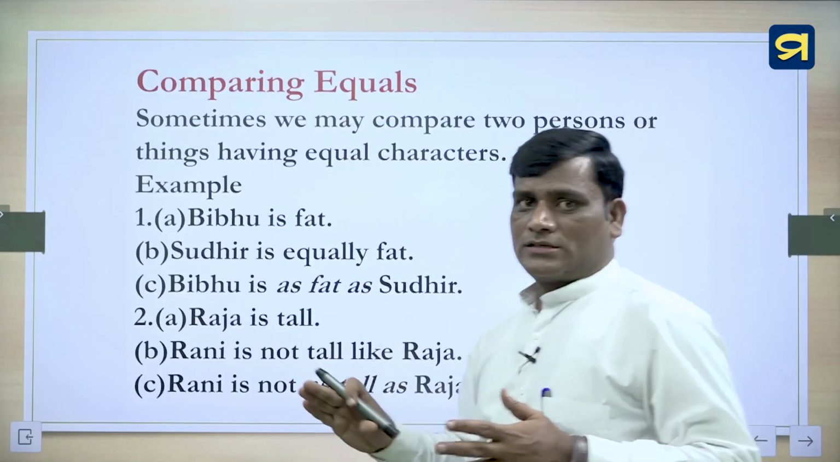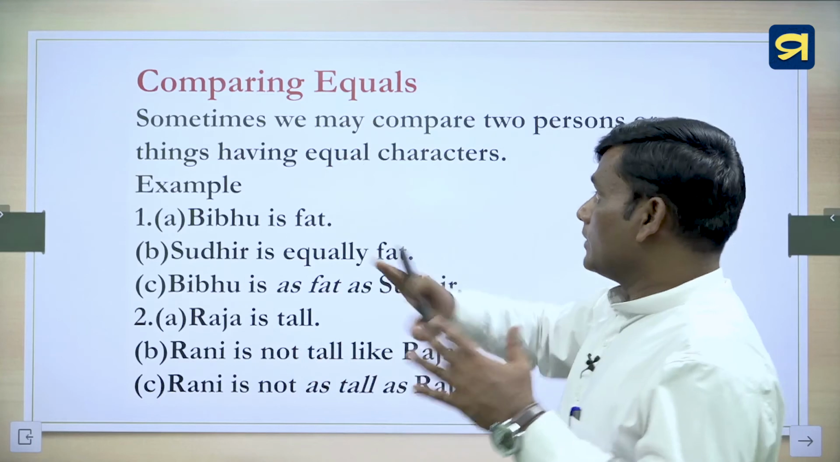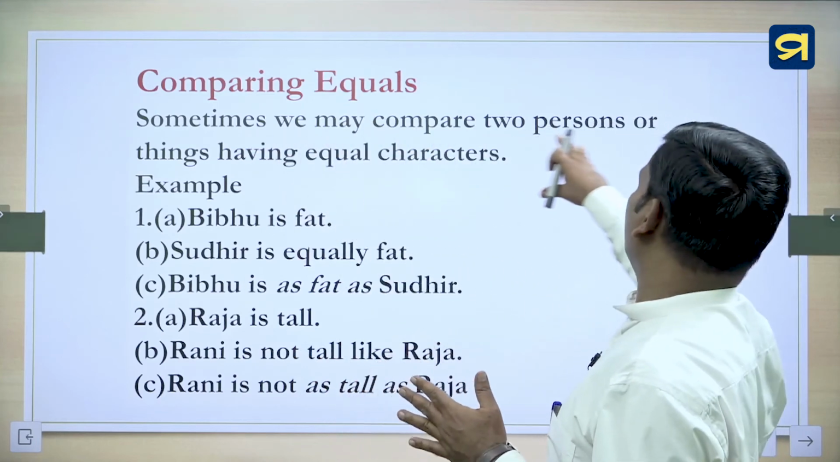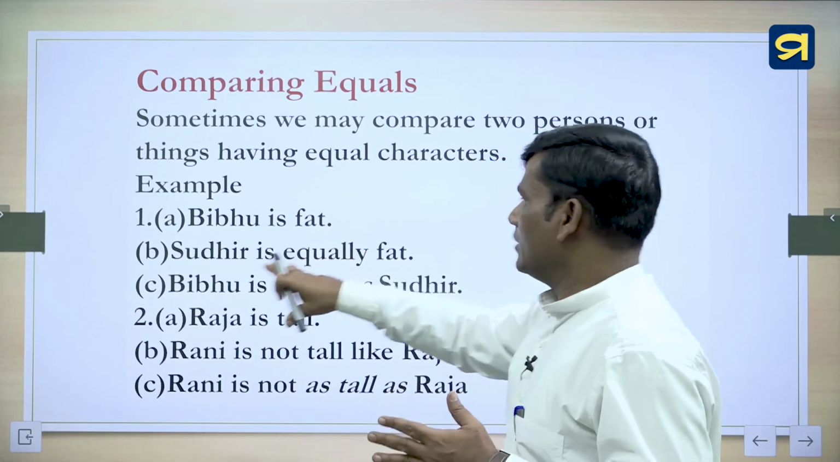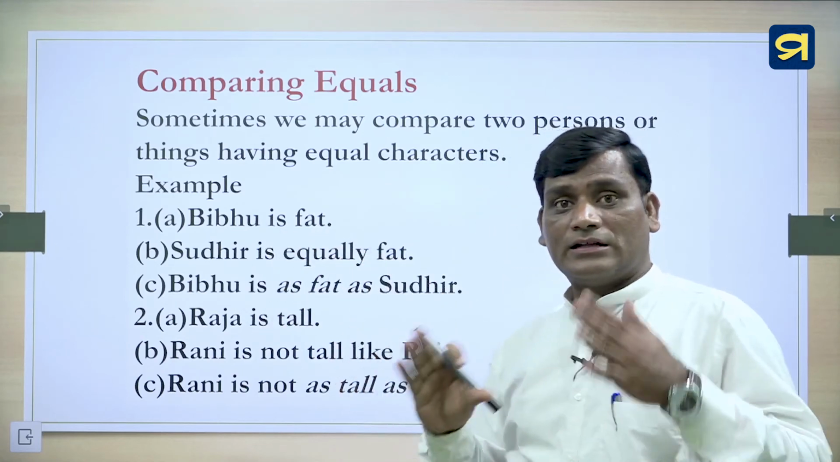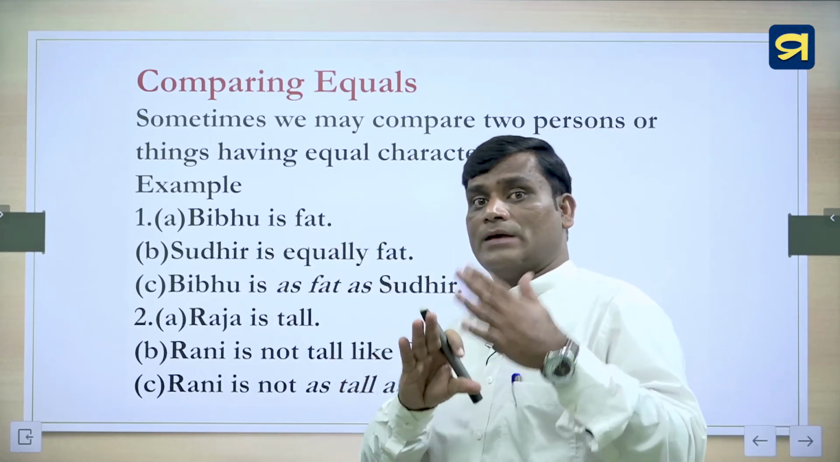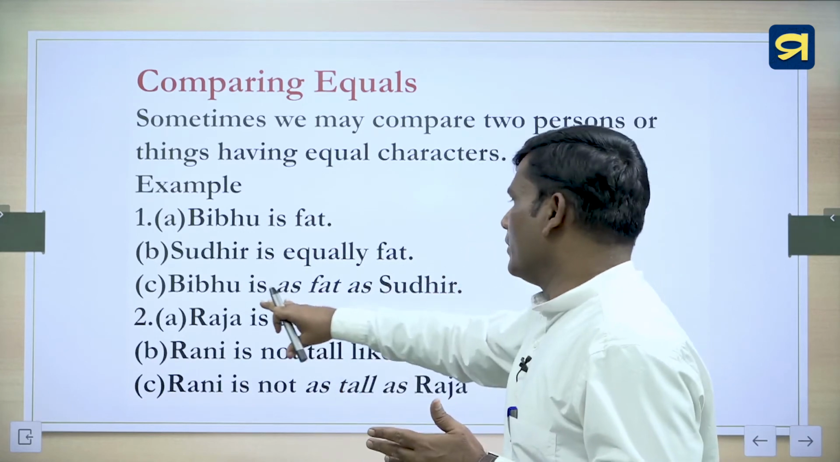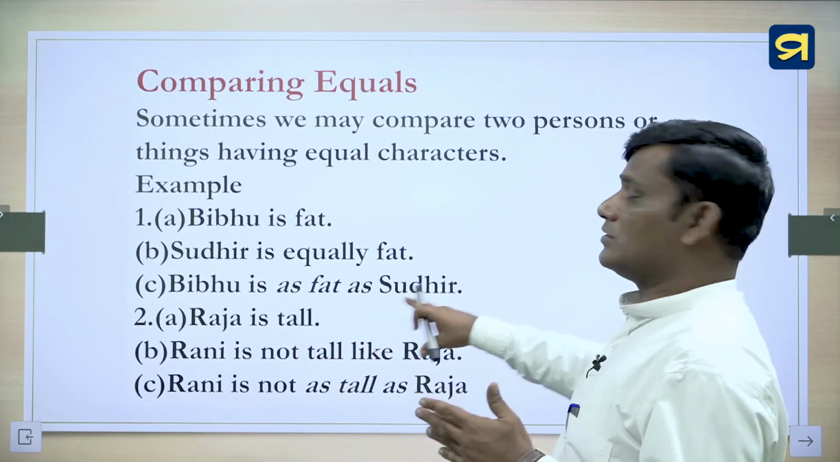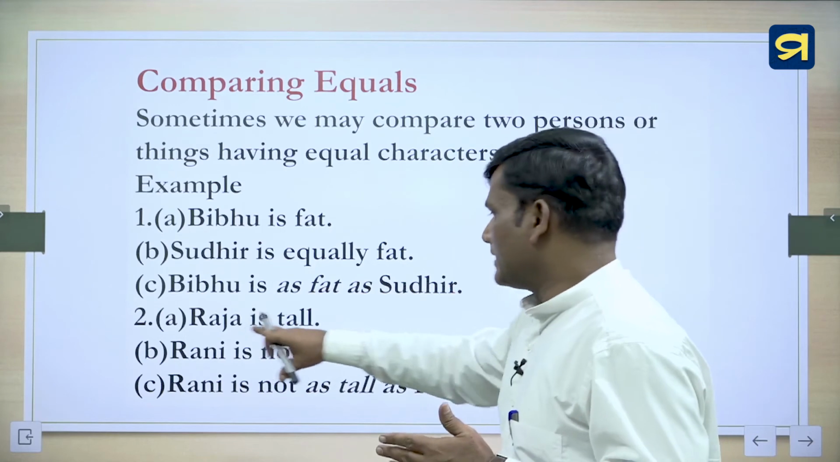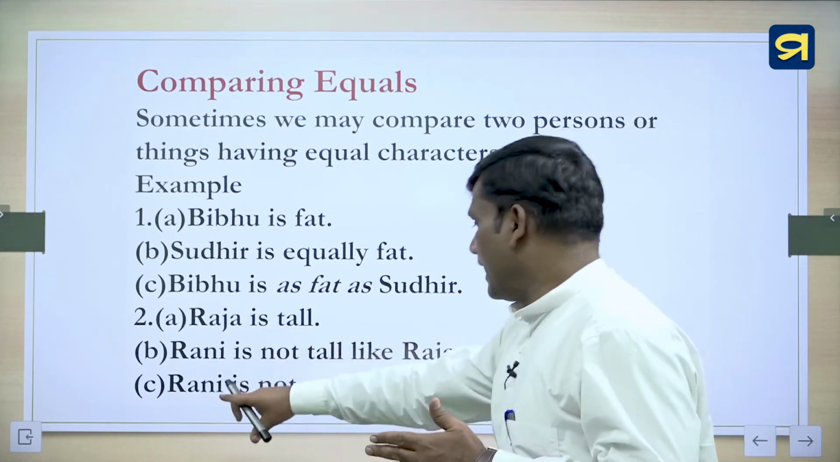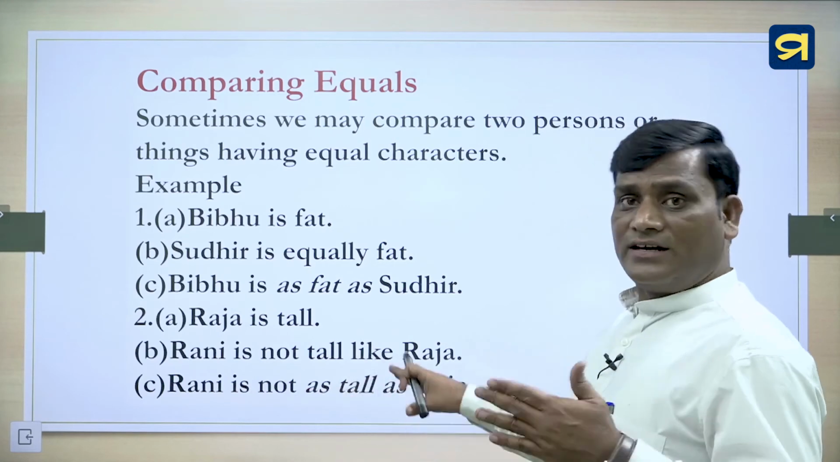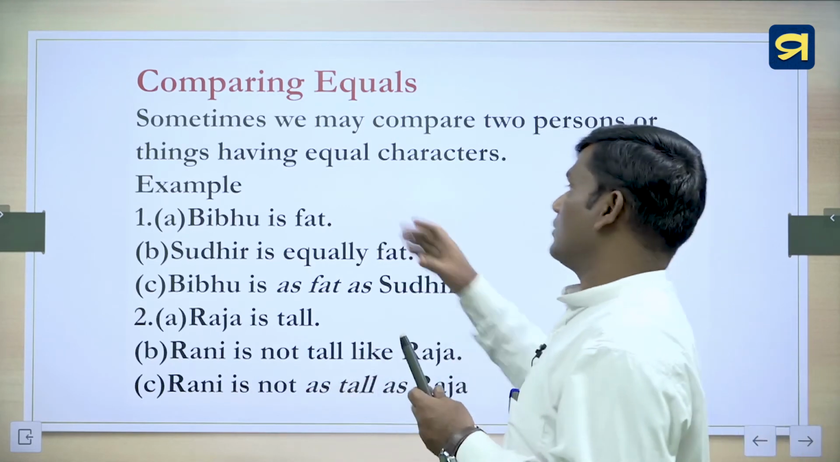Comparing equals. Sometimes we may compare two persons or things having equal characters. Vibhu is fat, Sudhir is equally fat. They are equally fat, meaning their quality is equal. Vibhu is as fat as Sudhir. We may write it like this. Raja is tall, Rani is not as tall as Raja. It is negative comparative; the other is positive comparative.